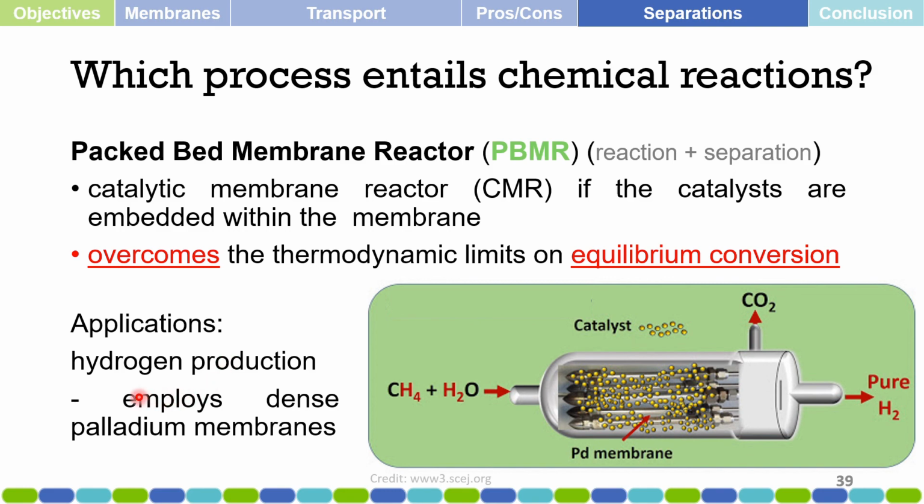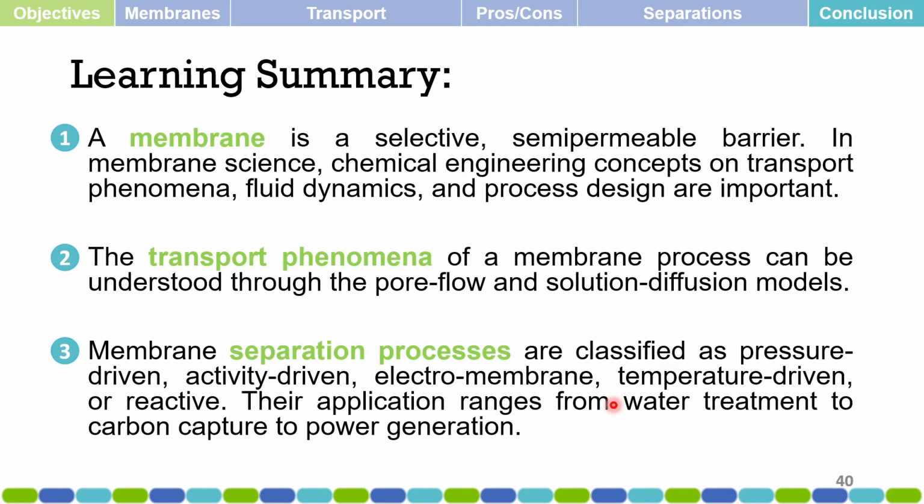One of those reactions would be the production of hydrogen from methane. In this process, it employs dense palladium membranes in order to obtain pure hydrogen from this reaction. So that would be the discussion.